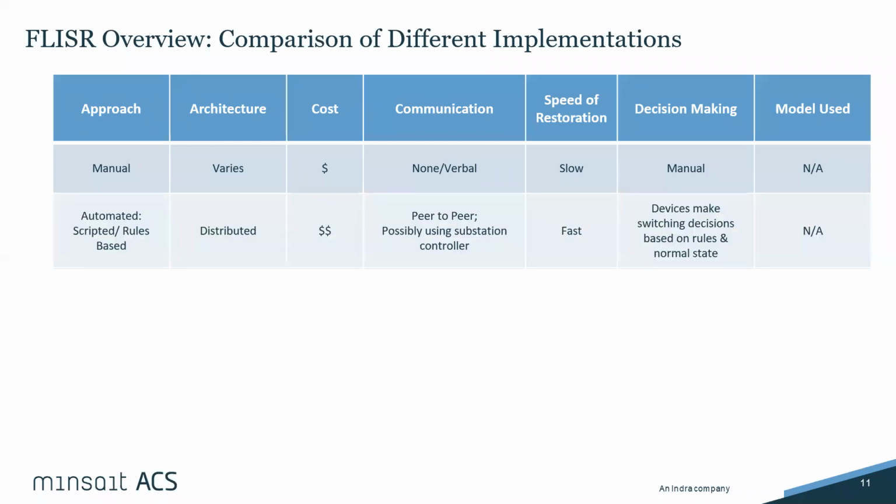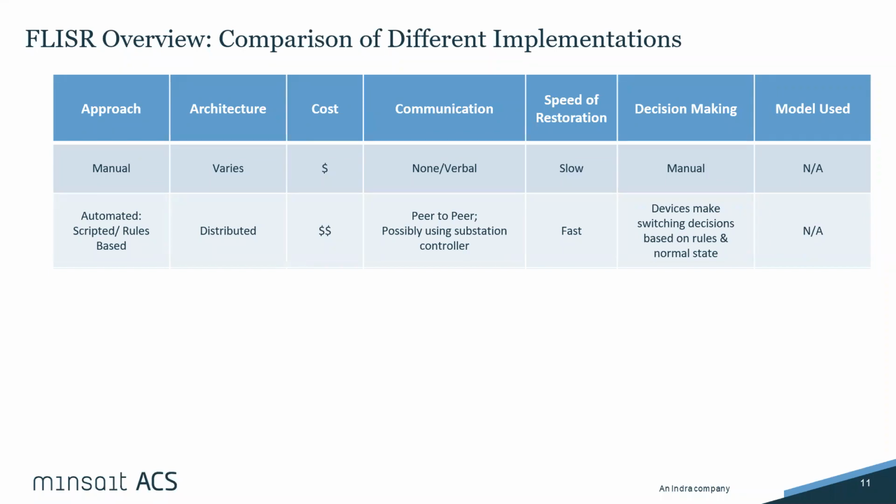But regardless, it's going to be a slow process, and typically there is no communication, and certainly nothing automated, and no model used. So as we go up the chart of sophistication, the next would be a rules-based or a scripted approach, using logic to determine how to reconfigure the system. Now, in that previous example, it was quite straightforward. You could certainly have programmed some logic either into a substation controller or into the individual devices, doing peer-to-peer, and be able to figure out how to reconfigure the system.